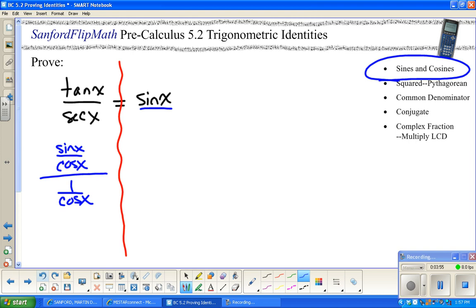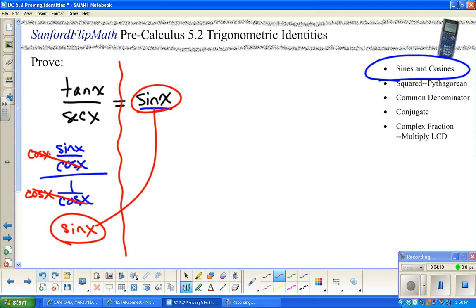Now, there are two ways to approach this. I could multiply by the reciprocal of the denominator, or I could just multiply the top and bottom by that one denominator. So this is going to divide those out, and I'm left with sine of x over 1. So now remember what the goal was? The goal was to make the left side look like the right side, or make the right side look like the left side. When these match, we are done.